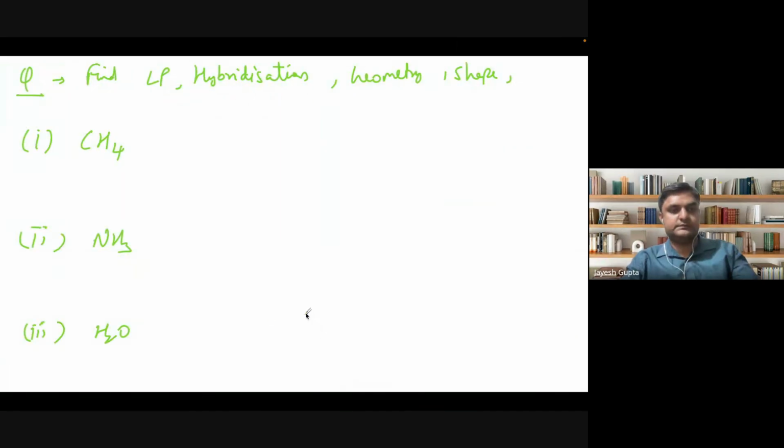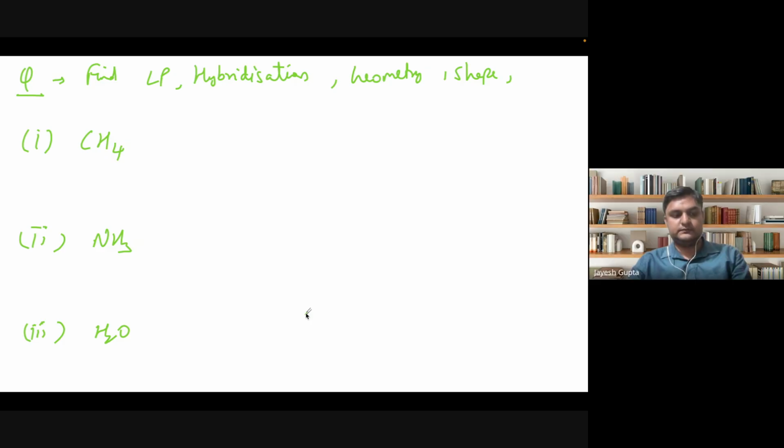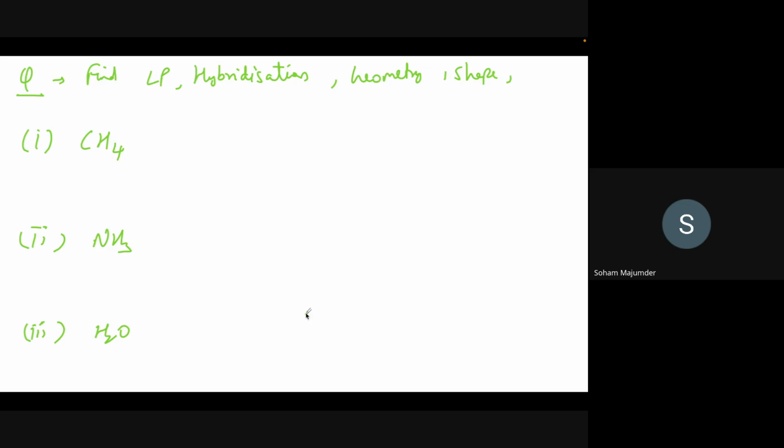Okay, got it? Tell, Suvan. The CH4 has zero lone pairs and four bond pairs, I mean four sigma bonds, so the Z value is four. The geometry is tetrahedral and shape is also tetrahedral. Very good. NH3 has one lone pair and three sigma bonds, so that is four. Geometry is tetrahedral and shape is pyramidal. Very good. H2O has two lone pairs and two sigma bonds, so that is four. The geometry is tetrahedral and the shape is bent.